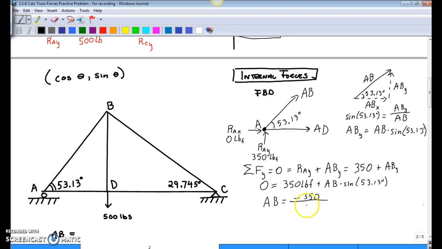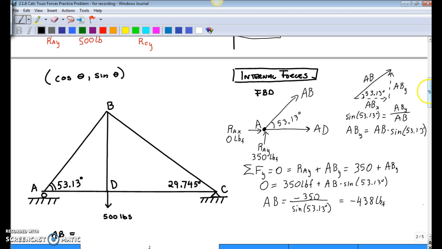We're going to divide the whole thing by sine of 53.13 degrees. And we find that AB itself equals negative 438 pound force. So what we found is this arrow that is showing AB in tension is actually wrong.